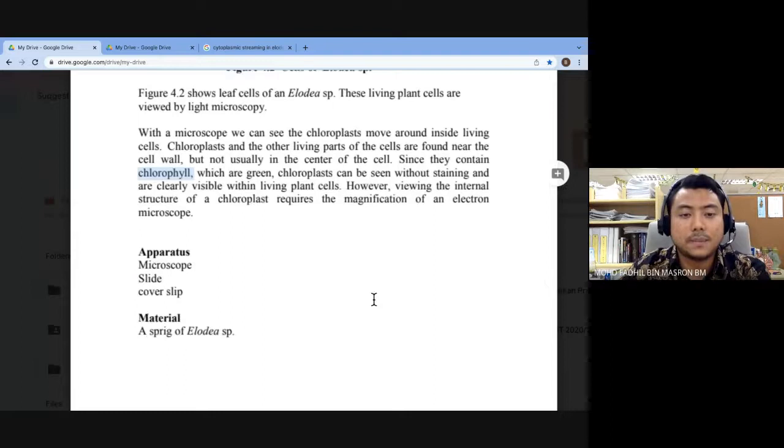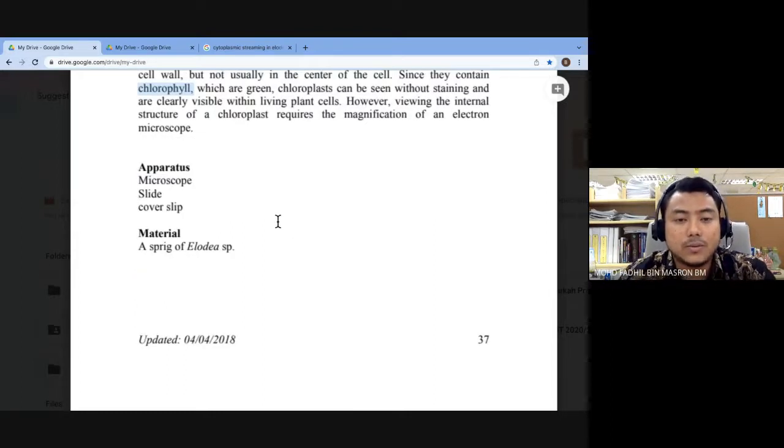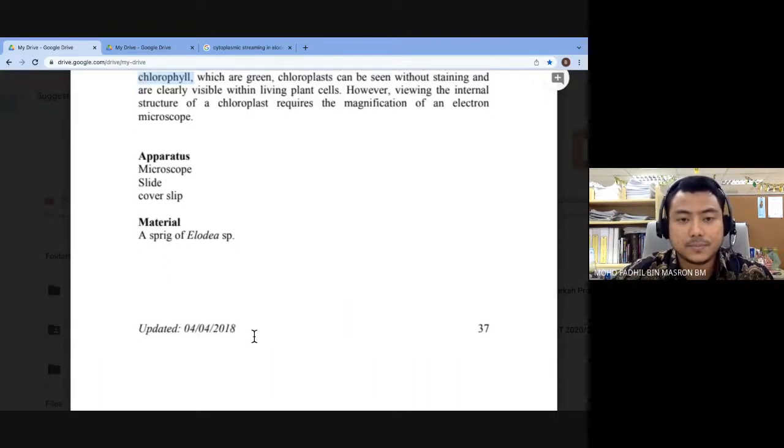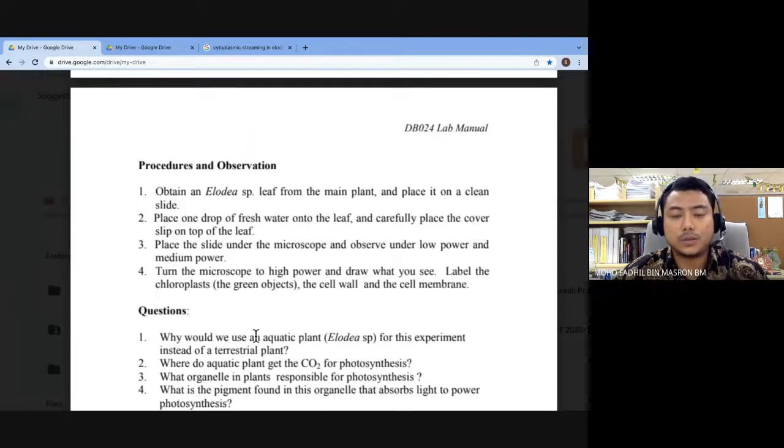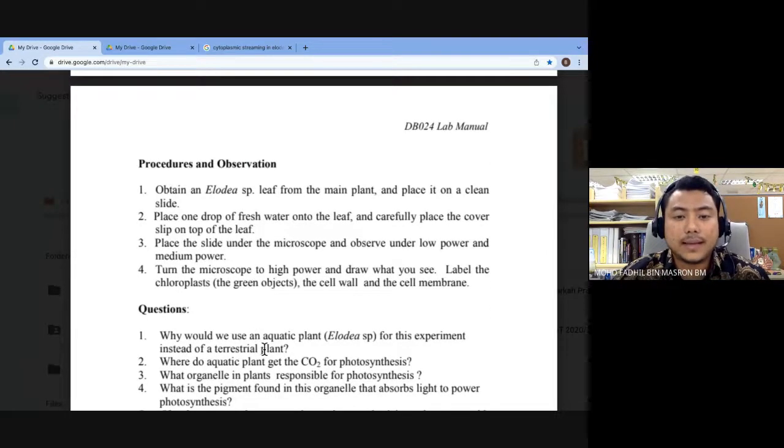So here are the apparatuses that you're going to require for this experiment, which is light microscope, microscope slide, the cover slip, and the material is a sprig of Elodea sp. A sprig is a twig, okay, of the Elodea sp. So here are the procedures and observation. What do you need to do? First, you need to obtain an Elodea sp leaf from the main plant and place it on a clean slide.